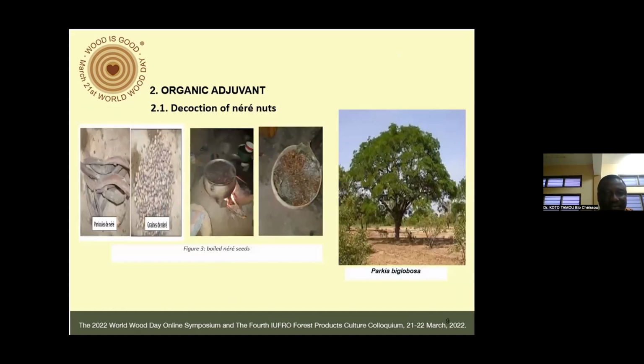For the stabilization, we use an organic adjuvant obtained from the boiled seed of the Nere tree, scientifically called Parkia biglobosa. The water used to prepare the seed is recovered to be mixed in the soil.